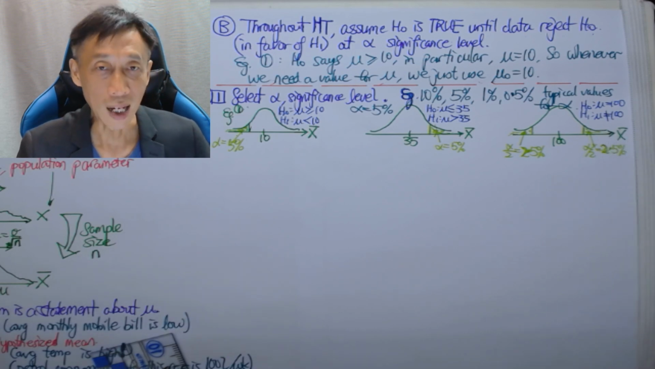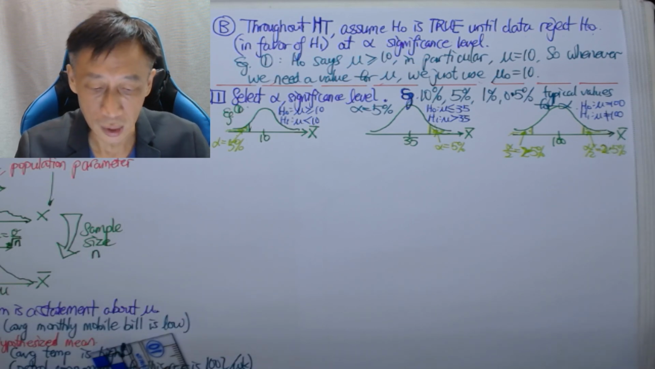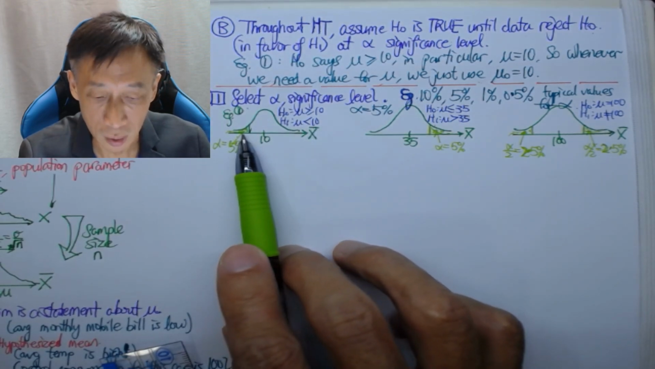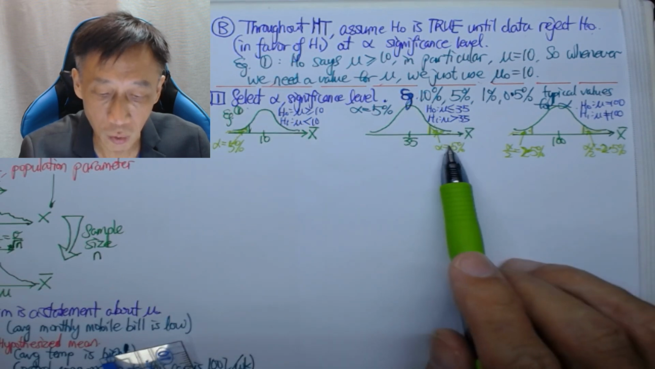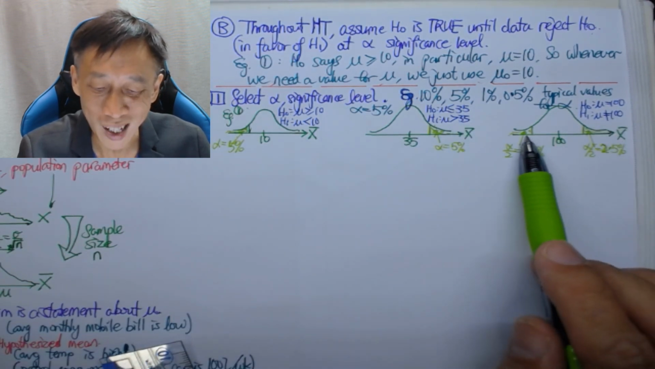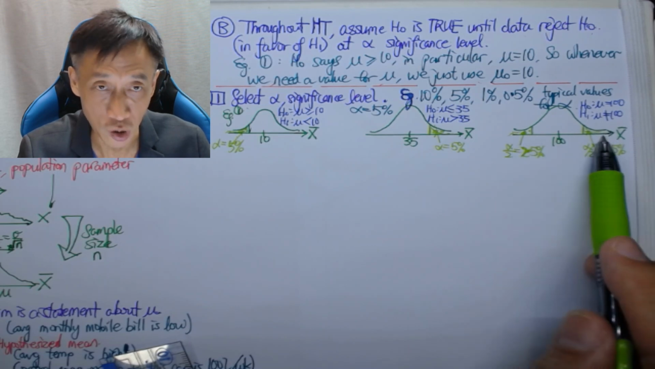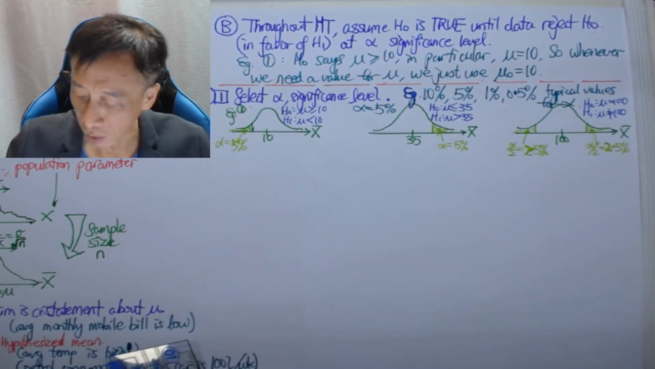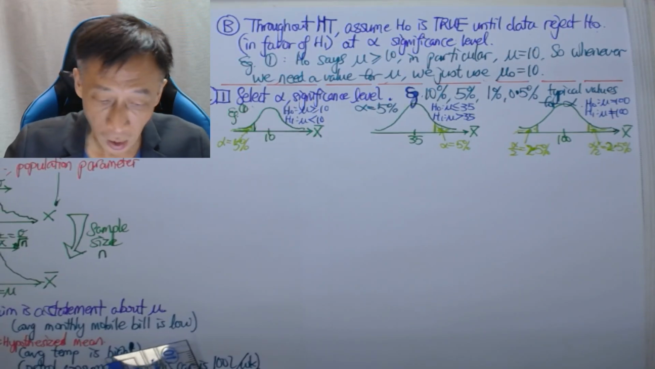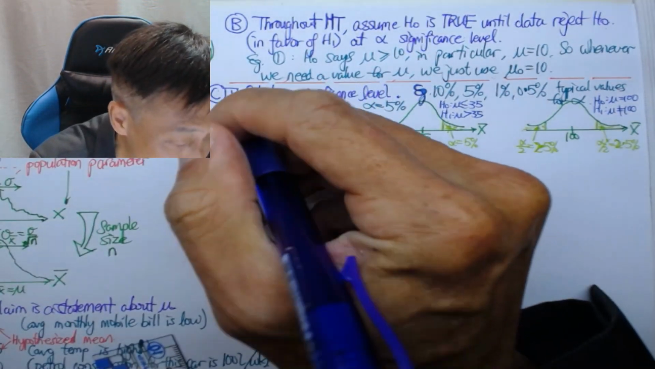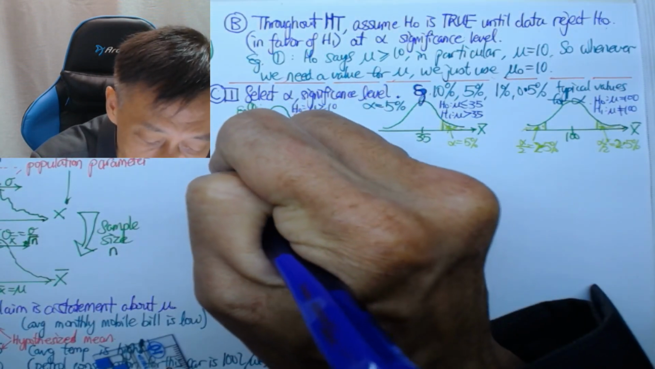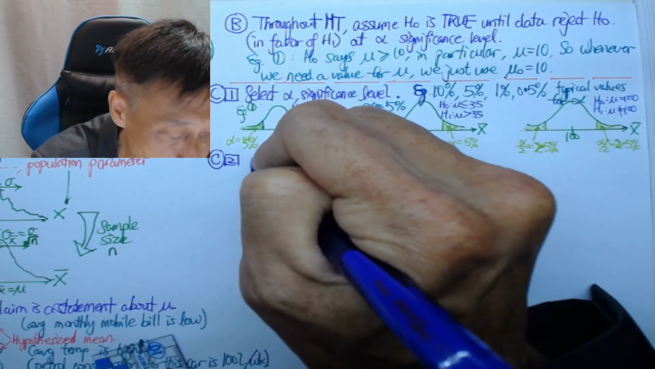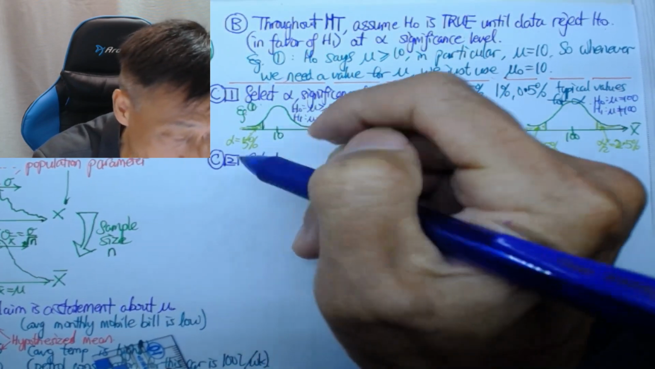So that's the scenario. So one tail test is always one side, on the left side. Left tail test. Right tail test, always on the right side. Two tail test, always half alpha, one half on each side. So that is to select a significance level. Okay, and then we have step 2, select a distribution.